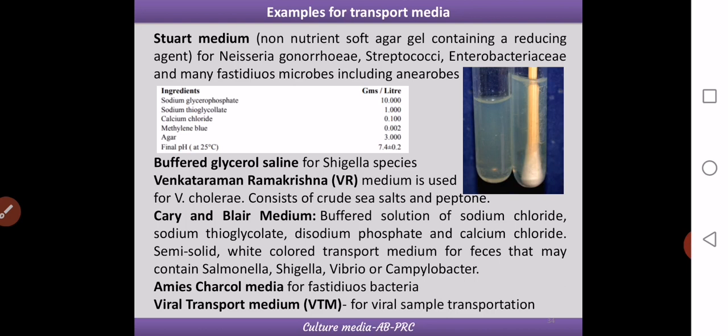Then another example is Carey Blair medium. It's a buffered solution of sodium chloride, sodium thioglycolate, disodium phosphate, and calcium chloride. It's a semi-solid one used for the transportation of Vibrio cholerae, Shigella, Salmonella, etc. Then Amies charcoal medium for fastidious organisms. And of course, this one you might also have heard, VTM, viral transport medium. At this time, we are familiar with the coronavirus: after collection of the sample, the swab is taken and put in the VTM, viral transport medium, and then transported to the laboratories for processing.